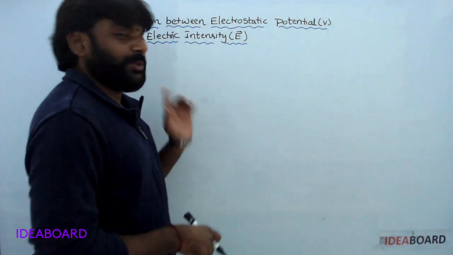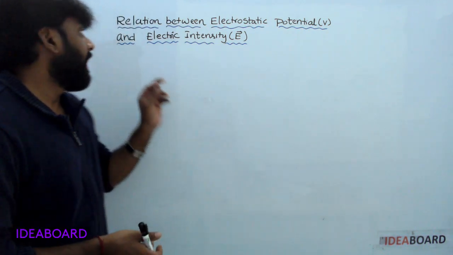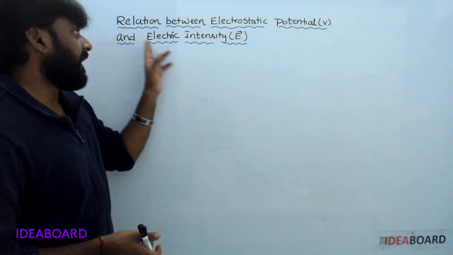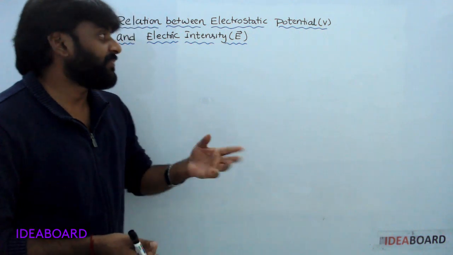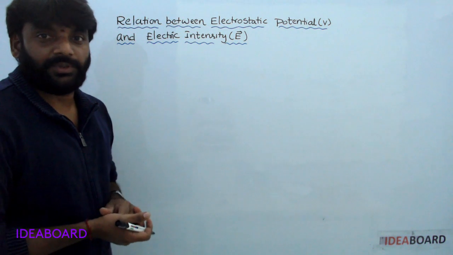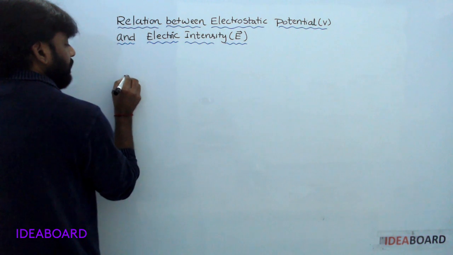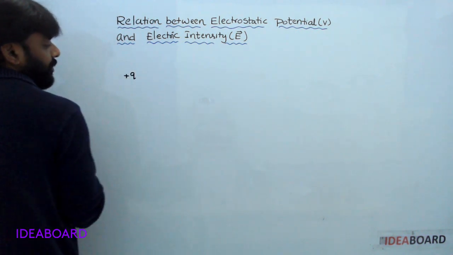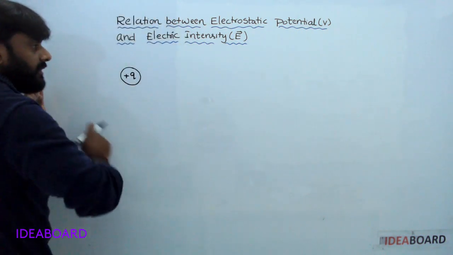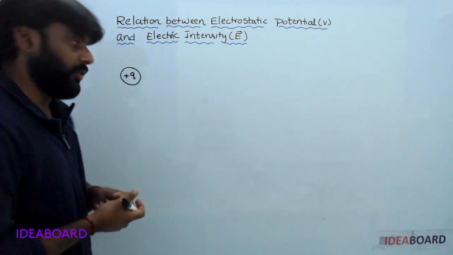Hi students. Today our new and most important topic is the relation between electrostatic potential V and electric intensity. First of all, consider an electric field. For that purpose, take one point charge Q. Surrounding it, some electric field is produced, that is non-uniform.